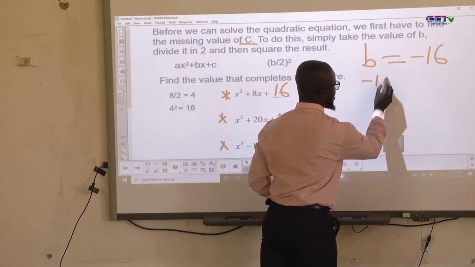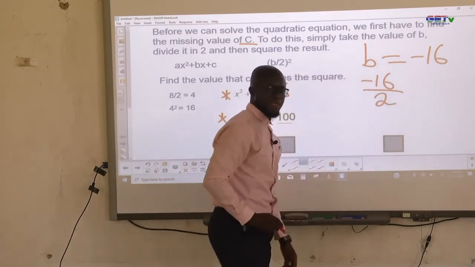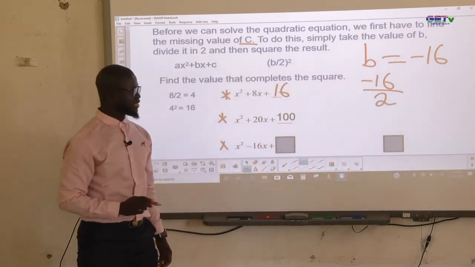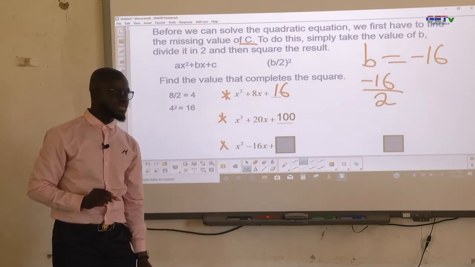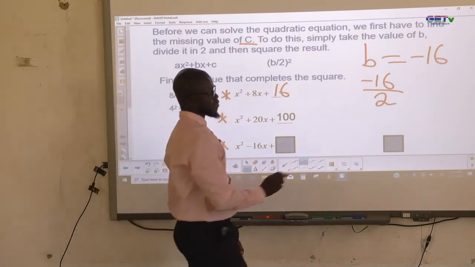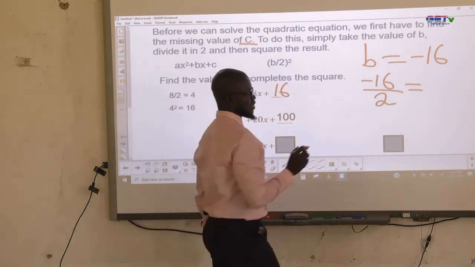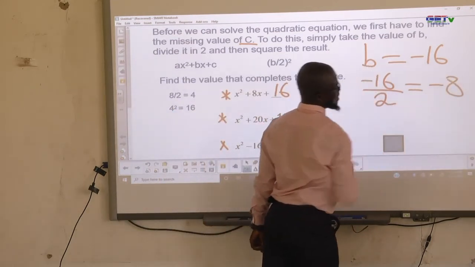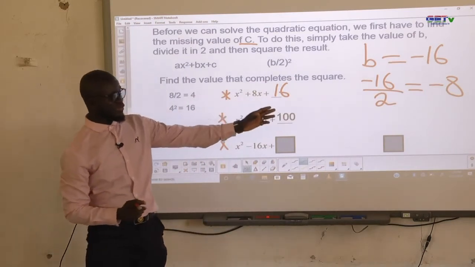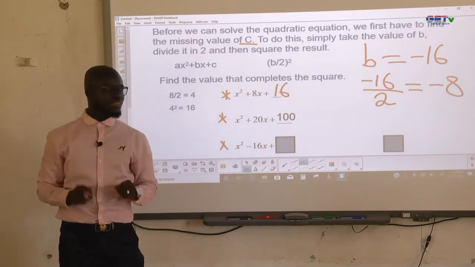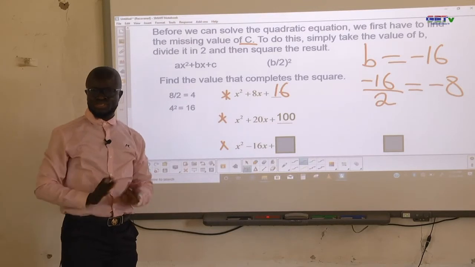We have negative 16 divided by 2. Who can give us the answer to this question? Negative 16 divided by 2 will be how many? Yes? The answer is negative 8. Now that we got the answer, should we stop here? No. Remember, we have one more step to follow to make the procedures complete.